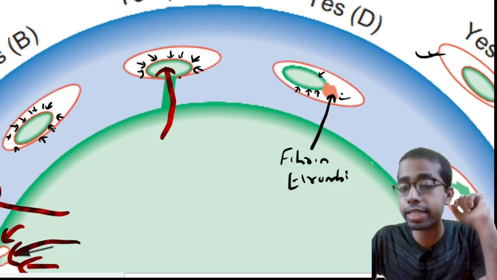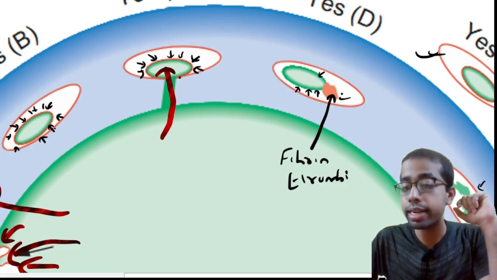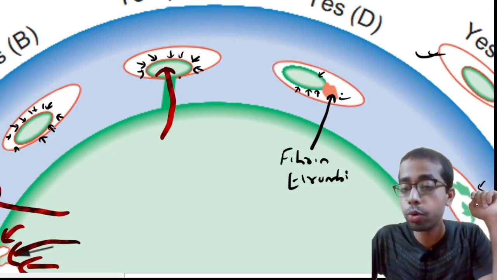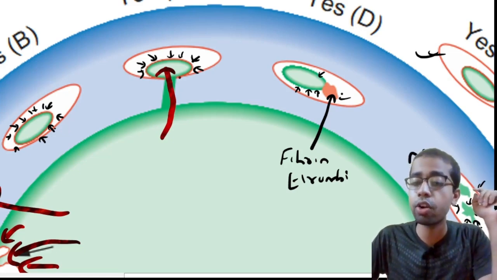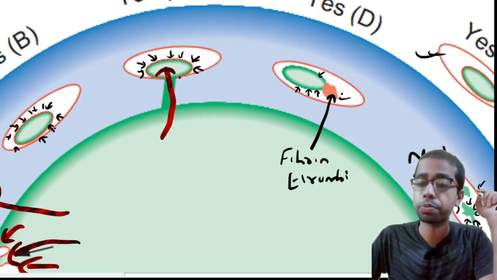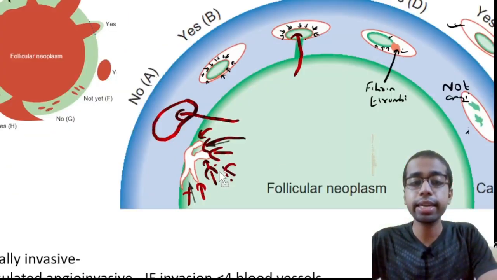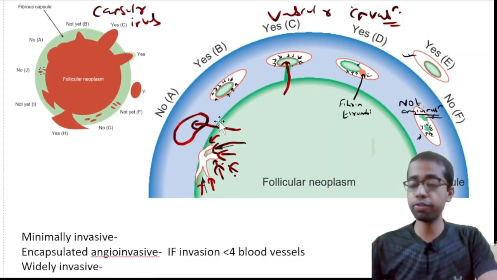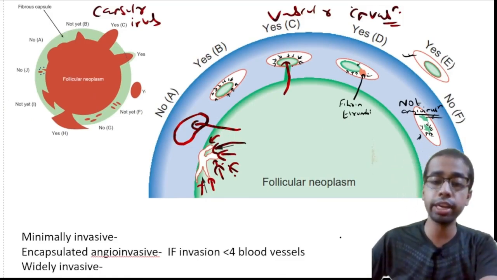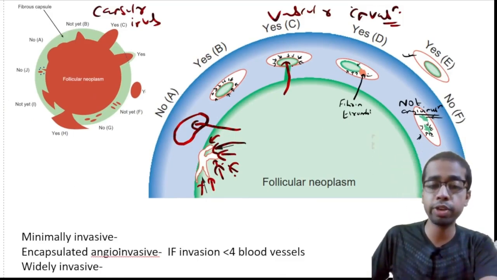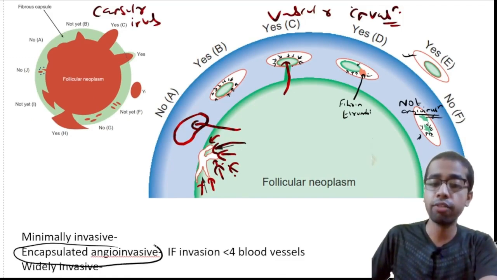But if it is just present inside the vessel and it is not surrounded by endothelium, see here, no surrounding. Can you see any surrounding? No, right? Then this is not angio invasion. Understood? It should be clear. To say angio invasion, there has to be lining by endothelium. If not lined by endothelium, there has to be association with thrombi. So that's when we say encapsulated angio-invasive follicular carcinoma.